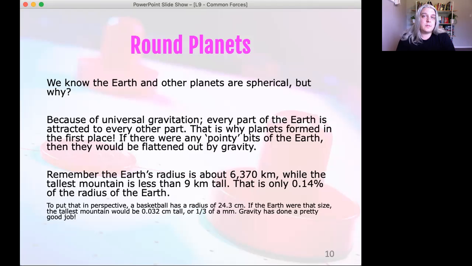Imagine a basketball. They have radiuses of around about 24.3 centimeters. If the Earth were that size, then the tallest mountain would be 0.032 centimeters, or about 1/3 of a millimeter tall. So the variation in the height of that surface of the Earth, if it was the size of a basketball, is about 1/3 of a millimeter. So it's done a pretty good job of turning the Earth into a perfect sphere.